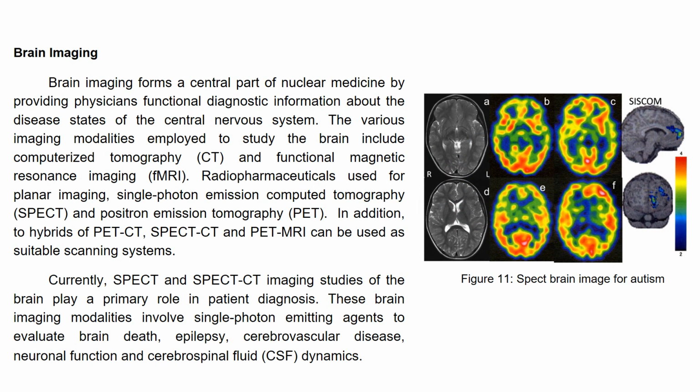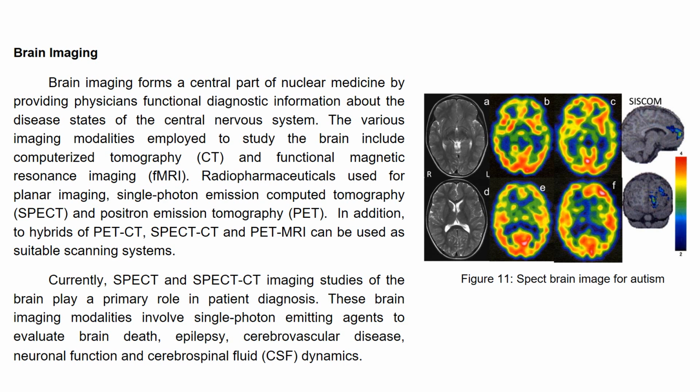Brain imaging. Brain imaging forms a central part of nuclear medicine by providing physicians functional diagnostic information about the disease status of the central nervous system. The various imaging modalities employed to study the brain include computerized tomography and functional magnetic resonance imaging. Radiopharmaceuticals are used for planar imaging, single photon emission computed tomography, and positron emission tomography.